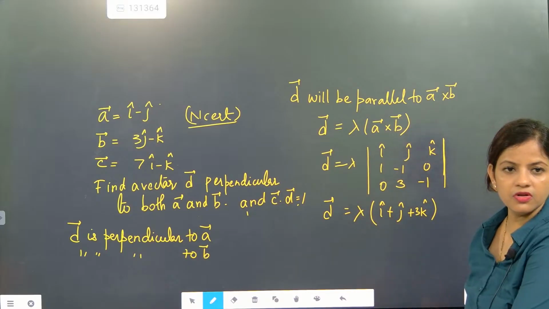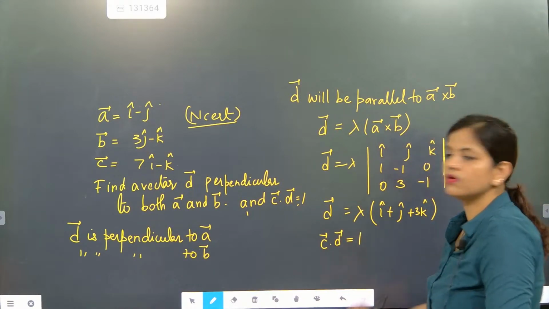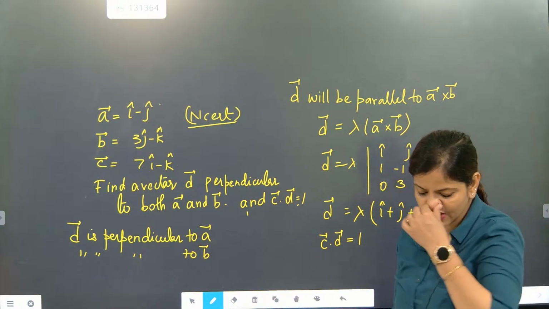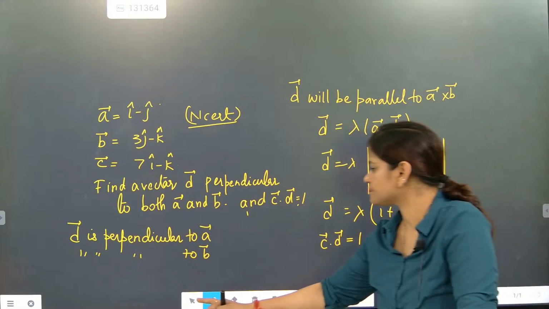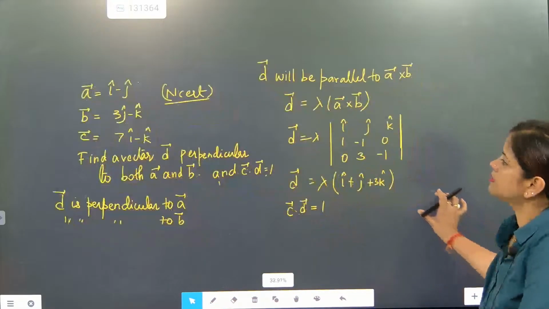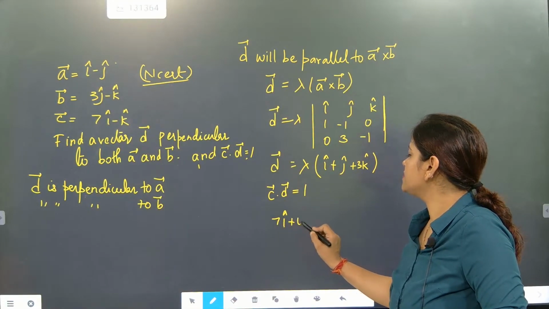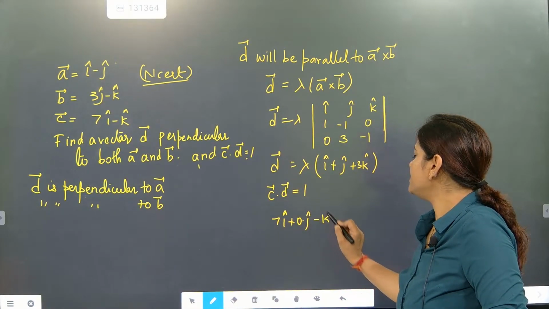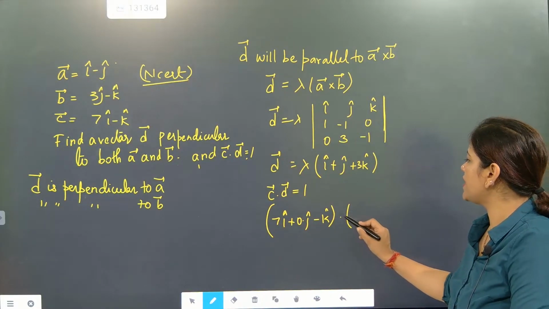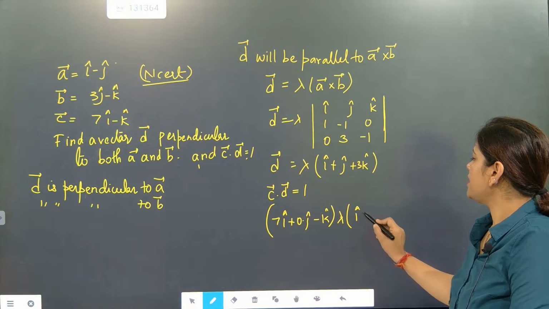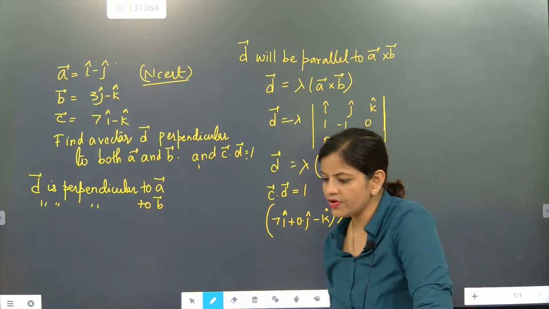Now this is D. Now they are telling C vector dot D vector is equal to 1. Note down, please. C vector dot D vector is equal to 1. So what is your C vector, beta? So C vector is written as 7I plus 0 into J minus K. Now here dot D vector is coming as lambda I plus J plus 3K. Till here done? I hope everybody understood till here.